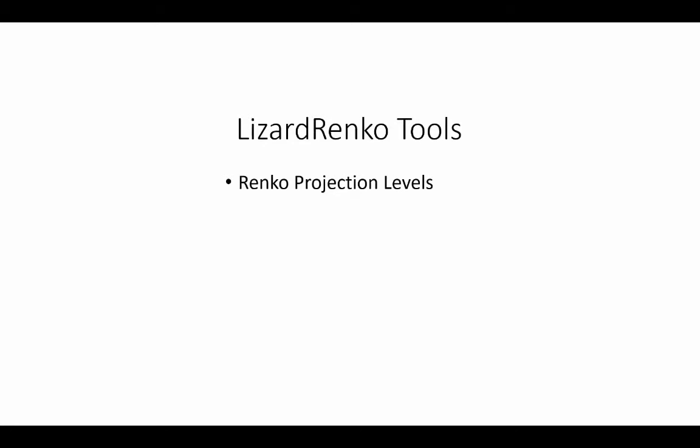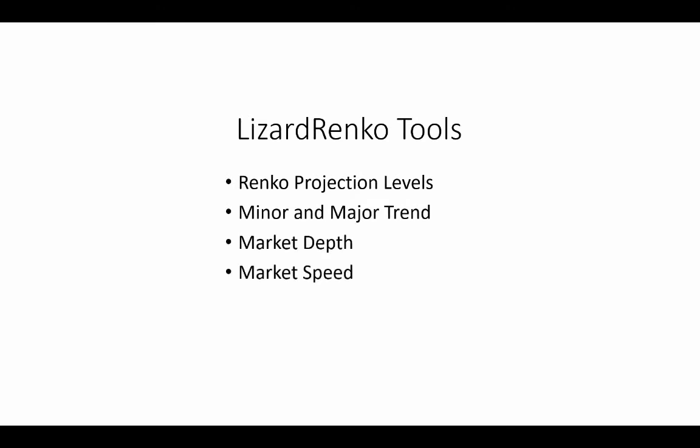So coming up, we'll have a look at the various Renko tools. First, the projected high and low levels and how you can use those. Then we'll have the minor and major trend, and then also look at abnormal trading scenarios, how you can avoid that, specifically as it relates to thin markets and latency or market speed.